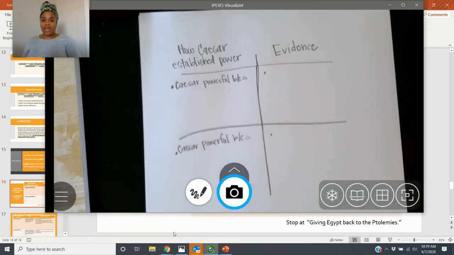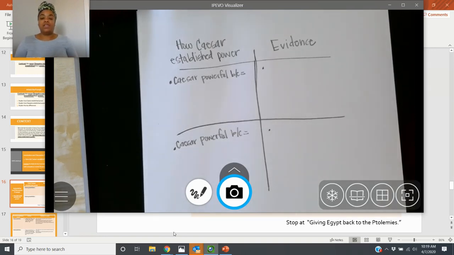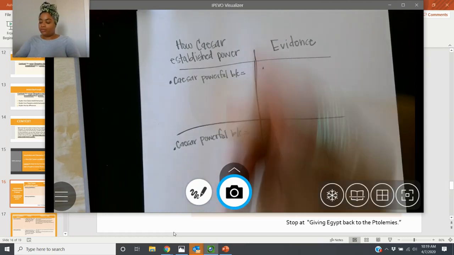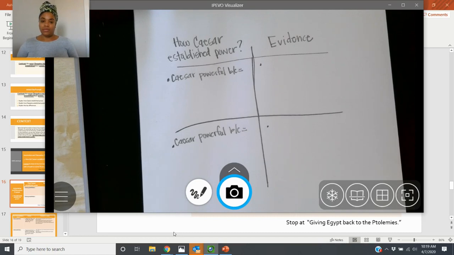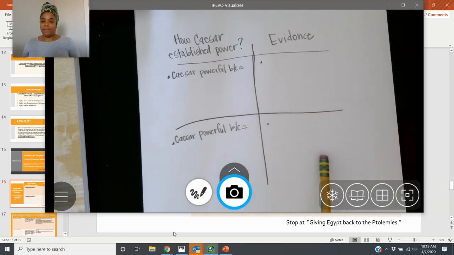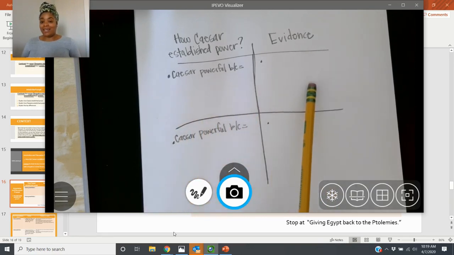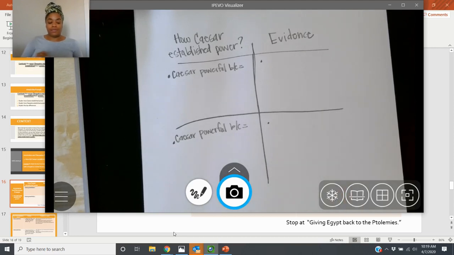So right now, you should have a T-chart that resembles the chart on your screen. A few more seconds to write down this chart. Now, as we discuss during our lesson, we're going back in and completing the components of our chart.